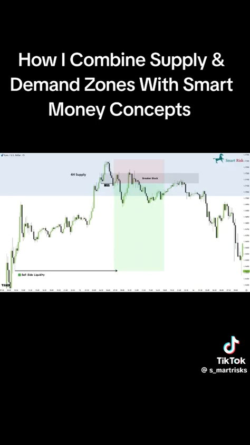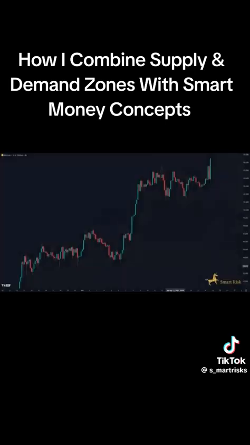Now let's move on to the next real chart trade example. Here we have the Bitcoin dollar 4-hour chart on the screen. As you can see, the overall market profile is strongly bullish. Bitcoin is in the middle of a bull run.